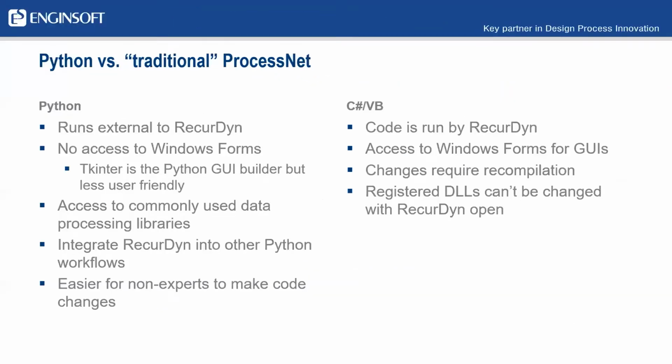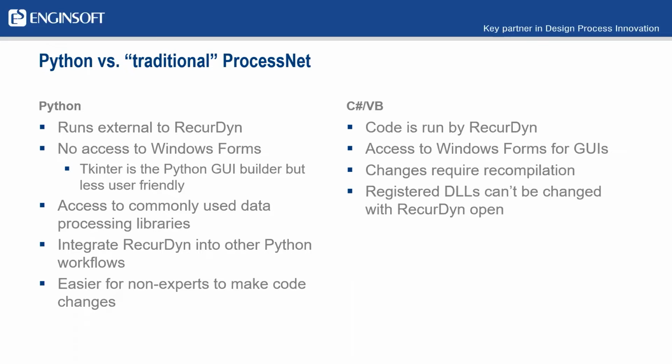Now, how does it compare to C# or Visual Basic? To begin with, when you're running C# or Visual Basic ProcessNet code, that's really launched from within RecurDyn. So you'll have RecurDyn open, and then you'll click a button there, or you'll use the run area to run an application or run a function. With Python, you can do it external from RecurDyn, and we'll see that as I'm using an IDE to run my code.